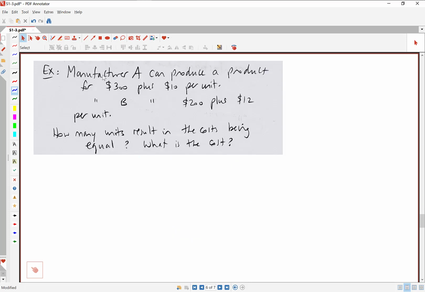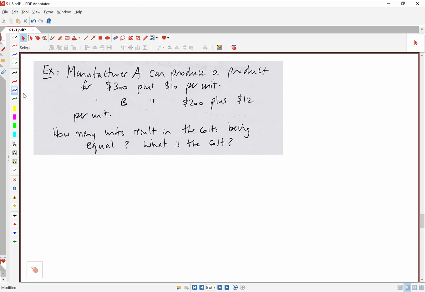So last example, manufacturer A can produce a product for $300 plus $10 per unit. Manufacturer B can produce a product for $200 plus $12 per unit. How many units result in the costs being equal, and what is the cost?